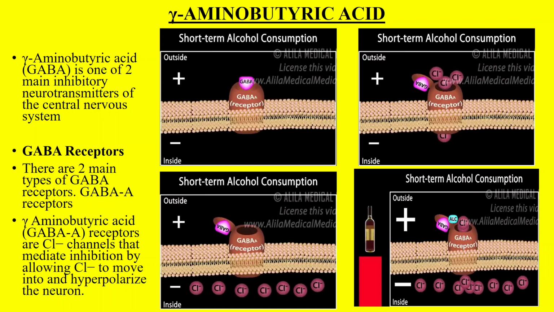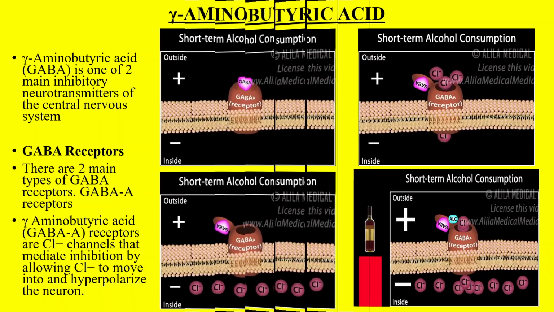Now, what does alcohol do here? Alcohol comes and gets attached to the gamma aminobutyric acid A receptors, and it keeps that channel open for the regular influx of the chloride ions for hyperpolarization of the neuron, and inhibitory effect is thus progressed.